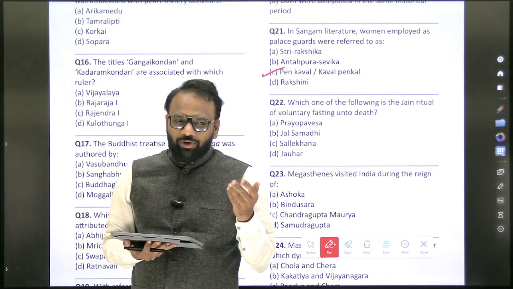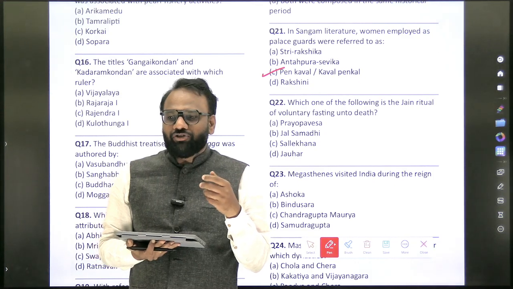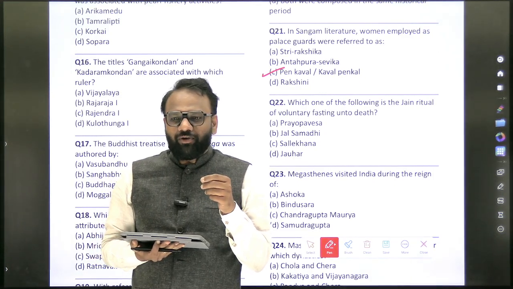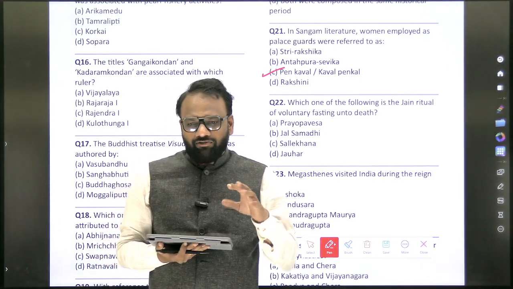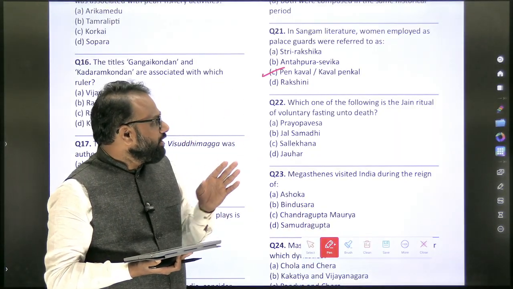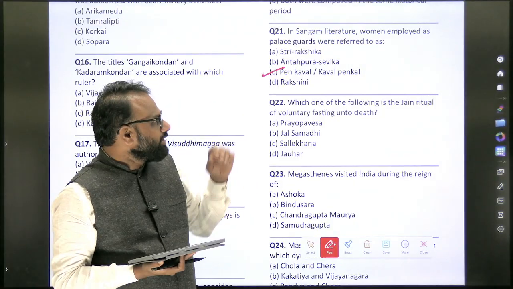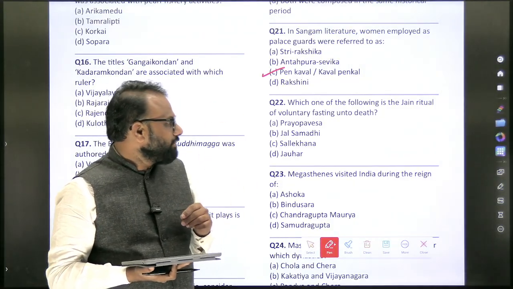Vattakirtal. So again, out of curiosity, if they are given as an option, which were the dynasty or which were the terms used whenever someone was employed as a bodyguard or for security purposes? Hardly two or three important pieces of information exist. So based upon that I have framed it. Okay, Pen Kaval or Kaval Penkal.